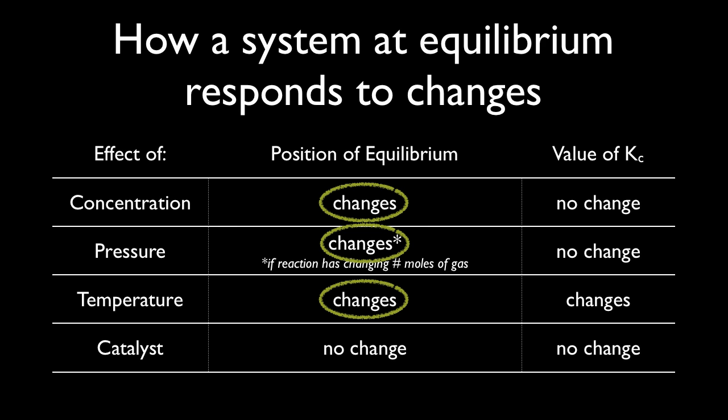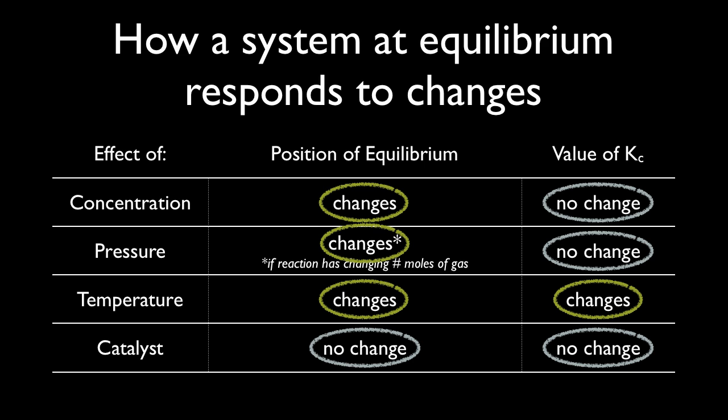To summarize, the first three, concentration, pressure, and temperature, all change the position of equilibrium, whereas the catalyst has no change. Conversely, temperature is the only thing that changes the value of Kc. Everything else has no effect on the value of Kc. Let's summarize. Ready, set, go.